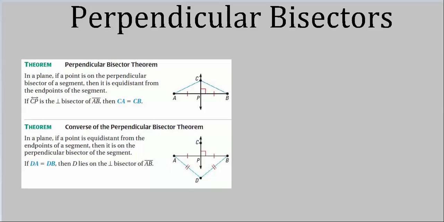Today we're going to look at perpendicular bisectors. Remember we studied bisectors already way back in chapter 1. If we have a segment, we don't bisect lines because lines go to infinity in both directions. Same thing for rays, but a segment we can bisect.